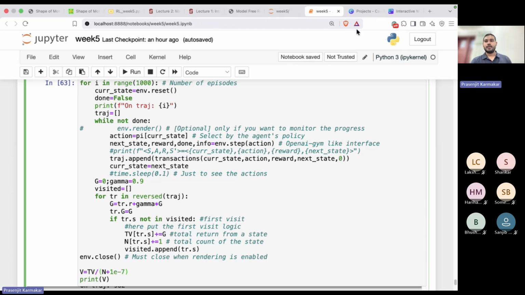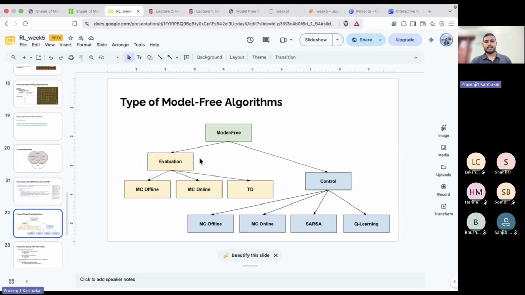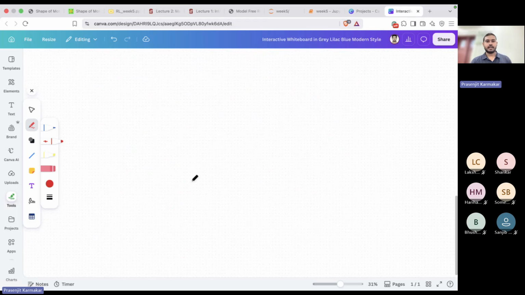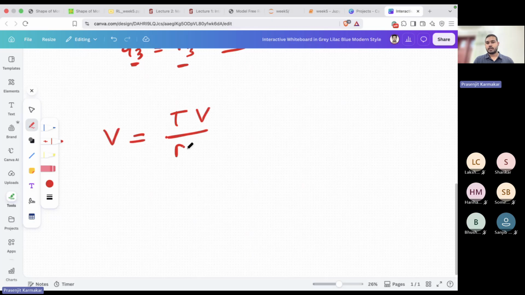Okay. Now the online method. In the Monte Carlo online method, there is a very simple hack. So what is value actually? Value is equal to, currently, total value divided by total number of visits of a state.